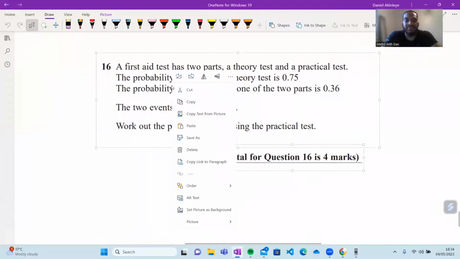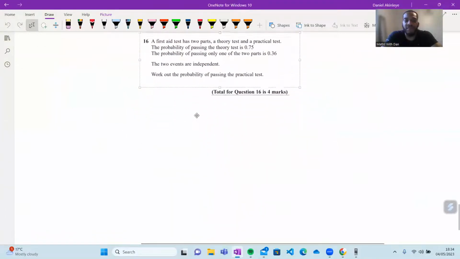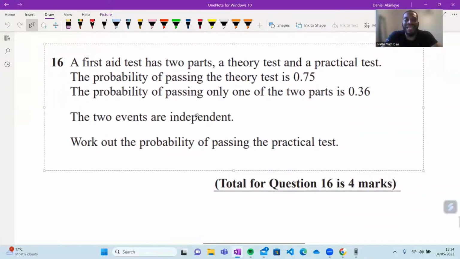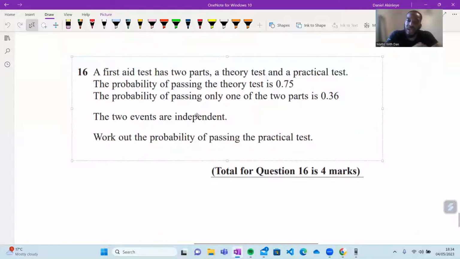So let's read it together. It says a first aid test has two parts, a theory test and a practical test. The probability of passing the theory test is 0.75. The probability of passing only one of the two parts is 0.36. The two events are independent. Work out the probability of passing the practical test.